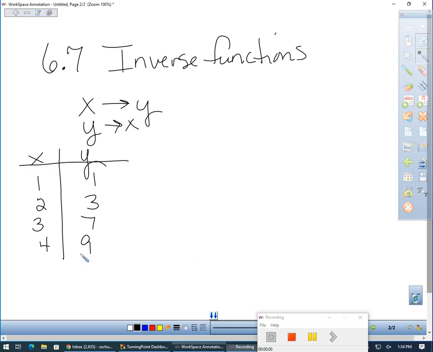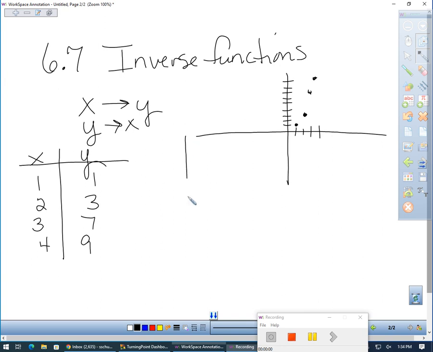Okay? If I were to plot these, and this is my original function, I would plot the point 1, 1, 2, 3, 3, 7, and 4, 9, right? You see I kind of got a little curve going up.